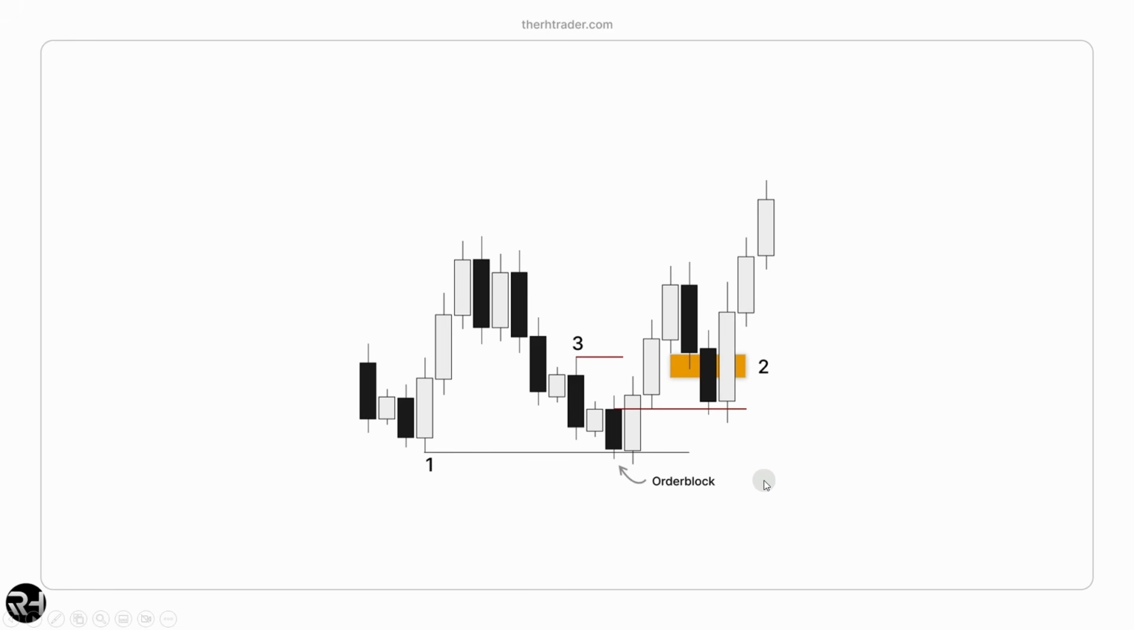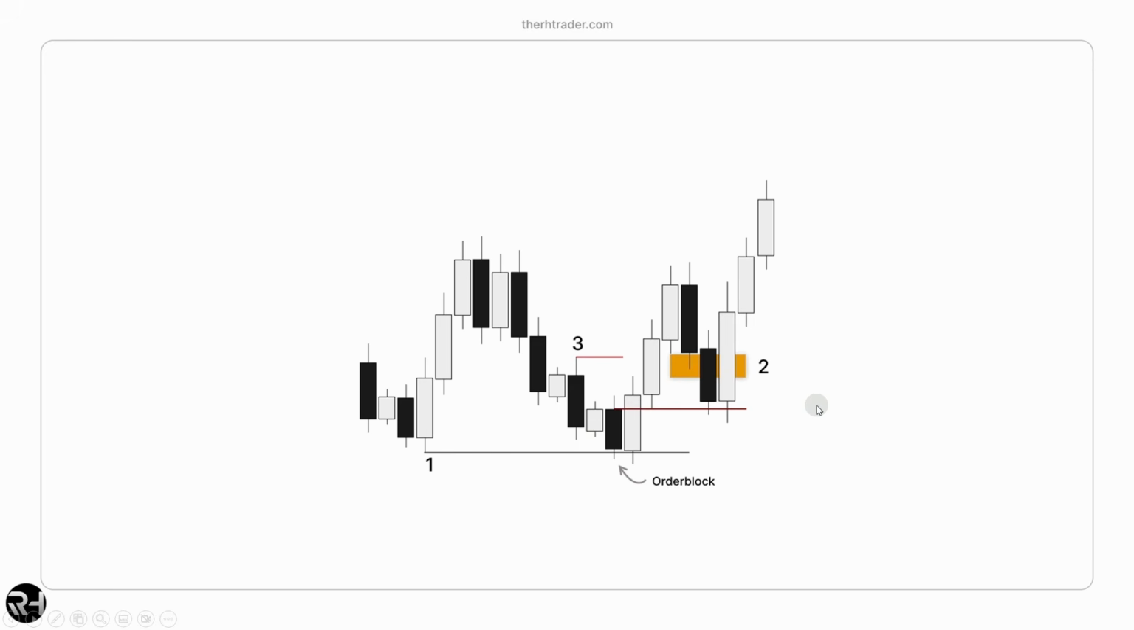Number 3, does the structure align with my higher time frame bias? So if I'm bearish on the daily time frame, I want to see bearish order blocks form on the 1 hour or the 15-minute. If I'm bullish on the daily time frame, I want to see bullish order blocks forming on the 1 hour or the 15-minute. The narrative and context matters here. Without that, this is just a candle.